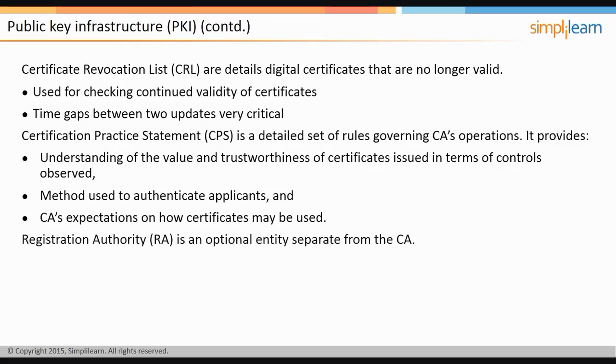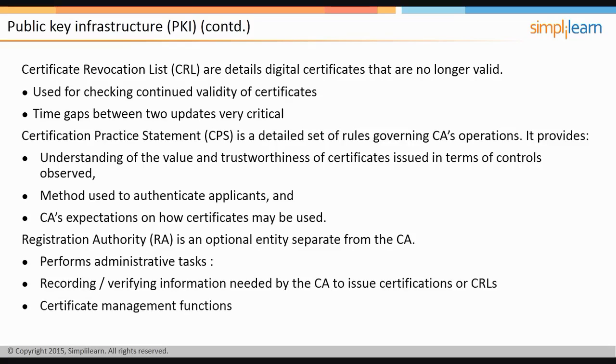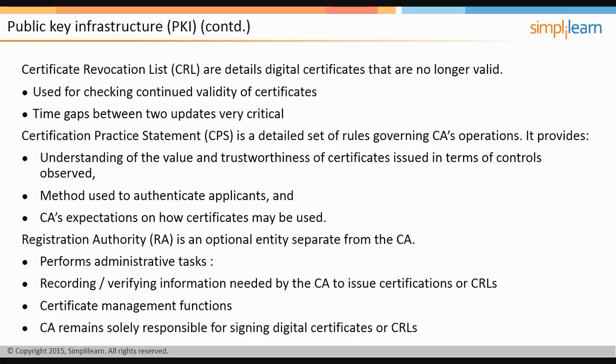Registration Authority, RA, is an optional entity separate from the CA that performs administrative tasks like recording and verifying information needed by the CA to issue certificates or CRLs. It also performs certificate management functions. The CA remains solely responsible for signing digital certificates or CRLs.